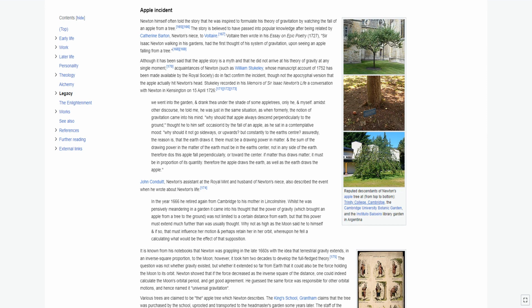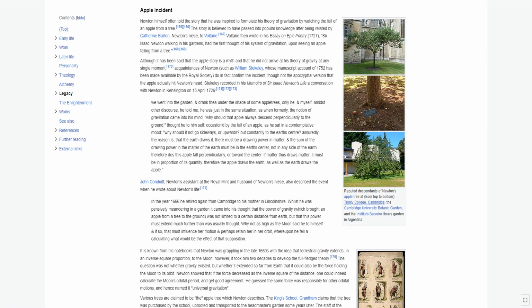Assuredly, the reason is that the earth draws it. There must be a drawing power in matter. And the sum of the drawing power in the matter of the earth must be in the earth's center, not in any side of the earth. Therefore does this apple fall perpendicularly, or toward the center. If matter thus draws matter, it must be in proportion of its quantity. Therefore the apple draws the earth, as well as the earth draws the apple."